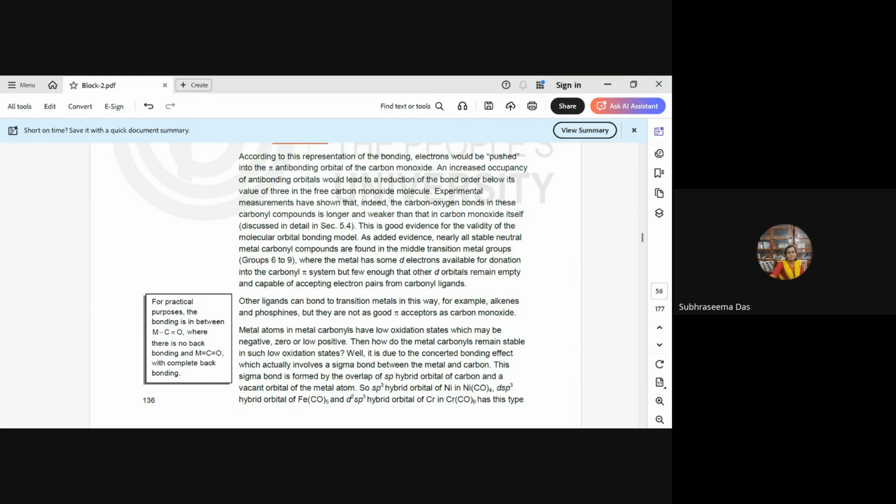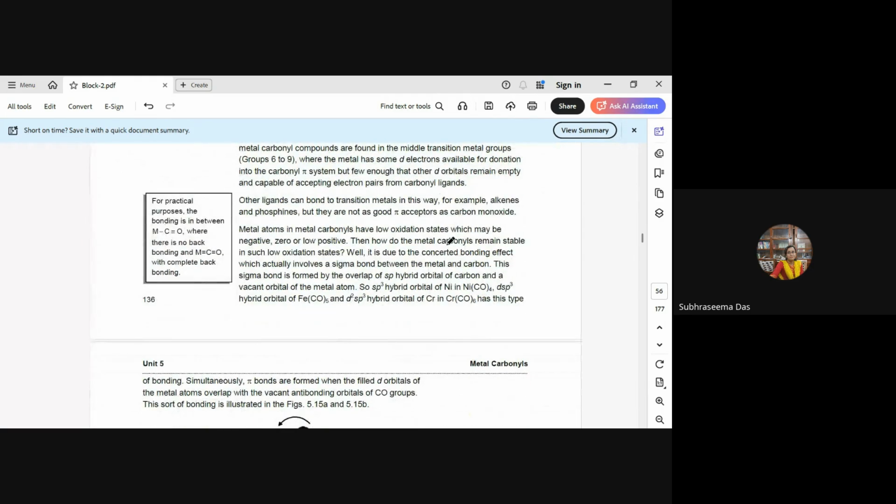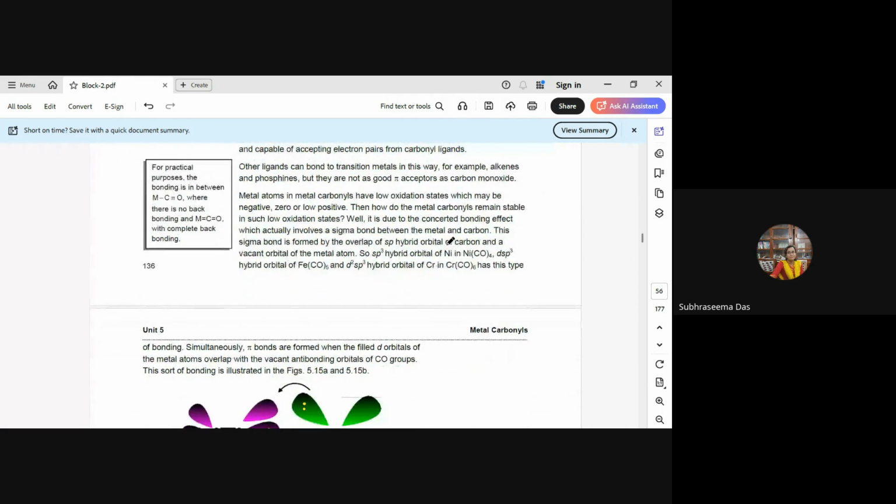Metal atoms in carbonyl complexes have very low oxidation states, which may be negative, zero, or very low positive. Then the first question that arises is: why do metal carbonyls remain stable in such low oxidation states? This has been explained by the concerted bonding effect, which involves the sigma bond between the metal and carbon. How is this sigma bond formed between the metal and carbon? The sigma bond is formed by the overlap of the sp hybrid orbital of the carbon and the vacant d orbital present in the metal atom.